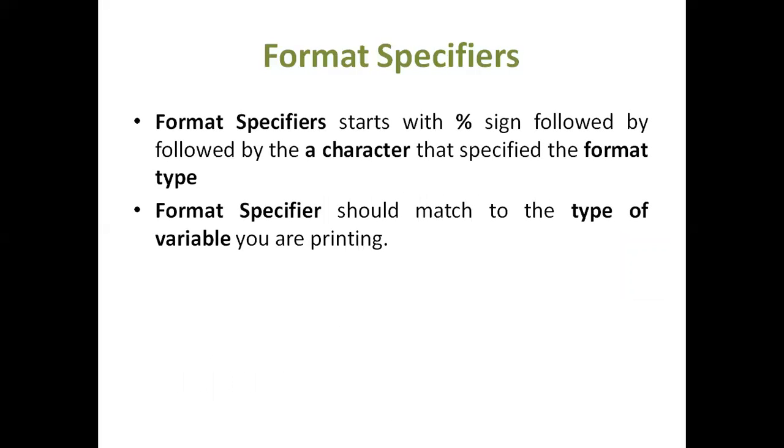Now the format specifiers always start with the percentage sign, and after the percentage sign there is a character, and that character tells us the specified format type. Means that character changes with respect to the variable type. And the second point is that the format specifier should match the type of variable you are printing. Means that for the different variable types, which we have seen in the previous lectures, we have integers, floating point, and character, we will be using different format specifiers.